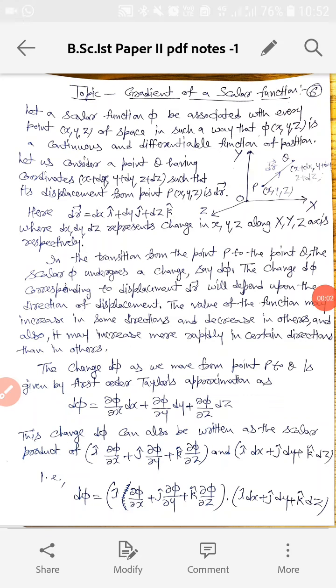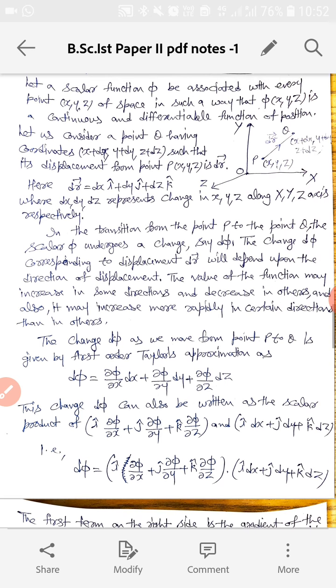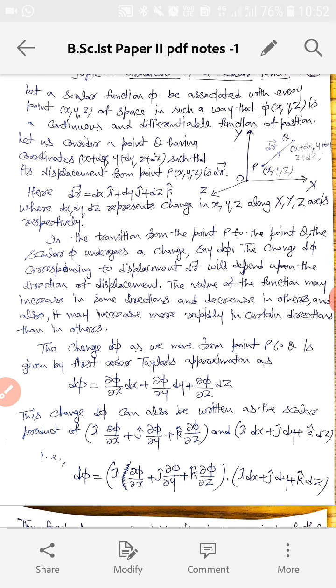Hello students. So today we will start our next topic, which is the gradient of a scalar function. So let us consider a function phi associated with every point x, y, z of space in such a way that phi(x, y, z) is a continuous and differentiable function of position.